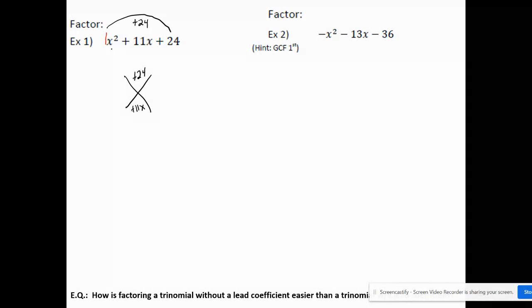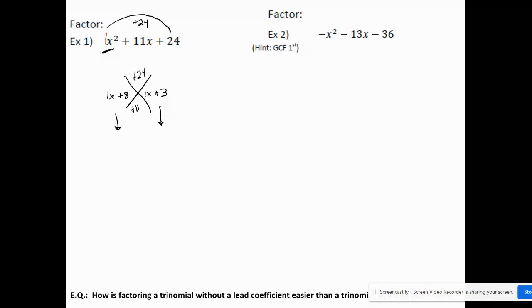Now, normally what we do is we write down whatever this is. So 1x, 1x. But the thing is when we divide, we're dividing by 1. And that doesn't change the problem any. So there will be no division on the magic X. So what multiplies to 24 and adds to 11? Sorry, let me get rid of this X here. There we go. So what multiplies to 24 and adds to 11? It's 8 and 3.